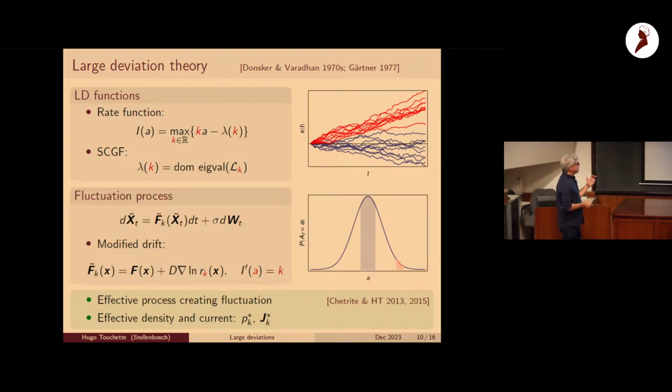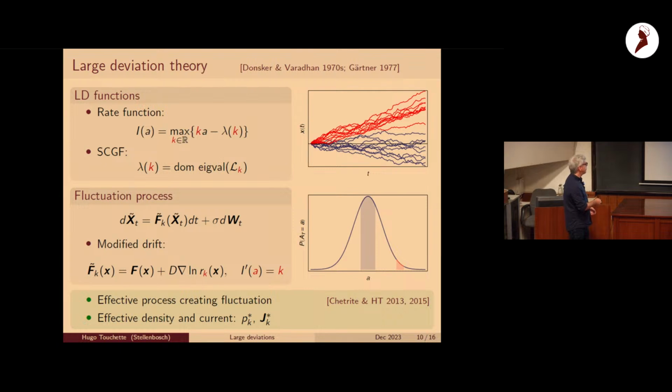The spectral problem is also useful for understanding how fluctuations are created. This is the fluctuation process. What I've mentioned before is that the subset of trajectories that gives rise to a certain fluctuation can be described by a Markov process. In this case, it will be described by a modified stochastic differential equation.